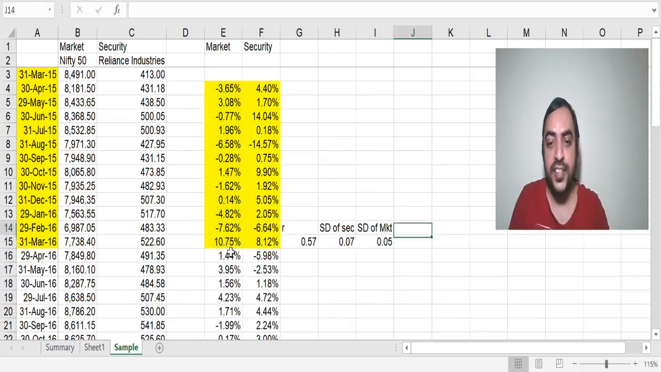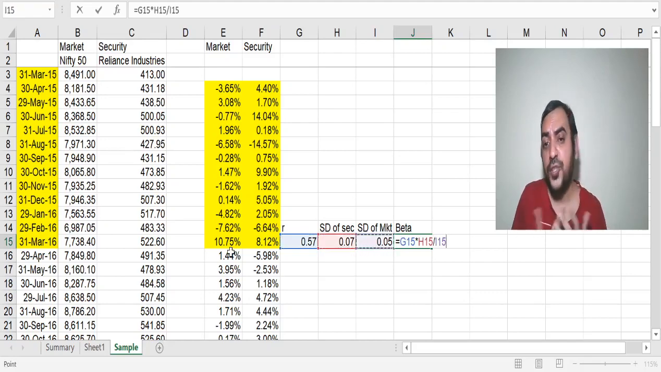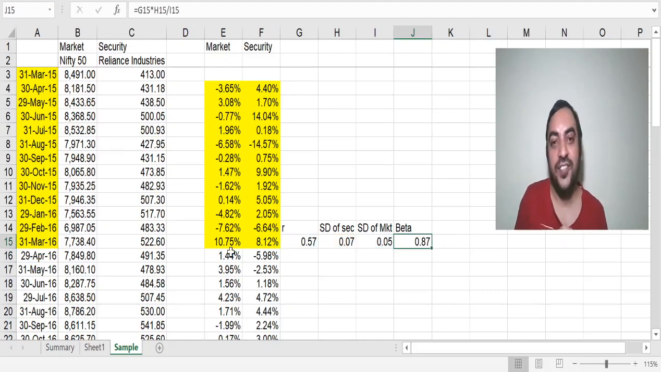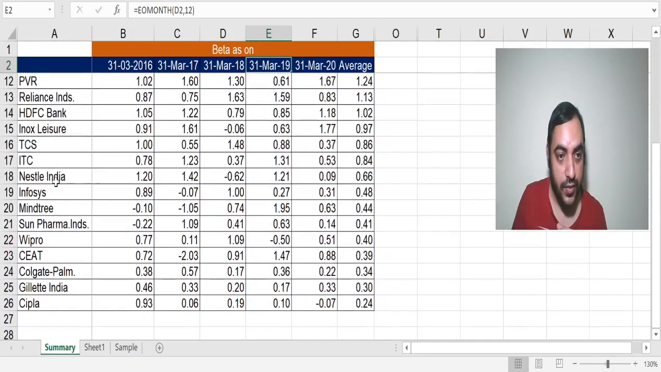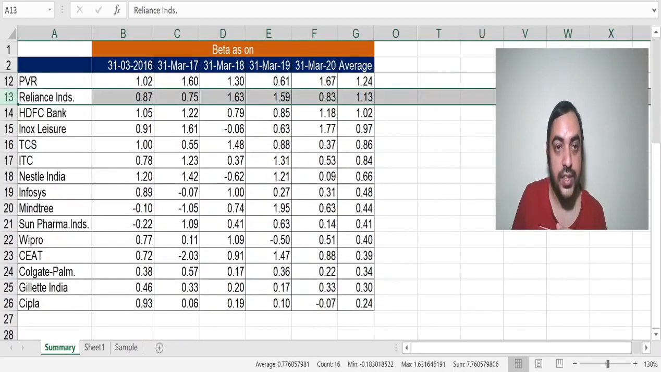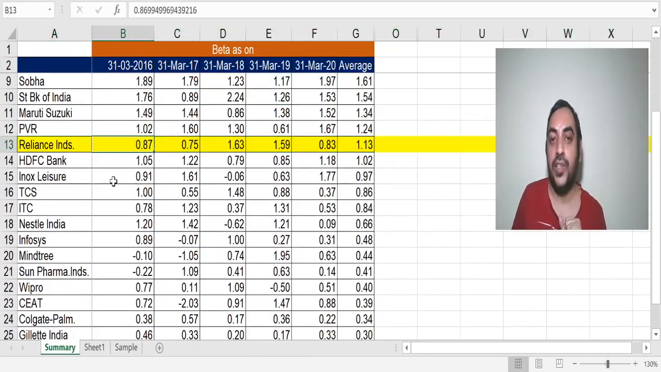Now you have to calculate beta. So equals to, what is the formula? R into standard deviation of the security divided by standard deviation of the market. That will give you 0.87. Now if I go to the company Reliance Industries, you see here Reliance Industries, first year I have done 0.87.